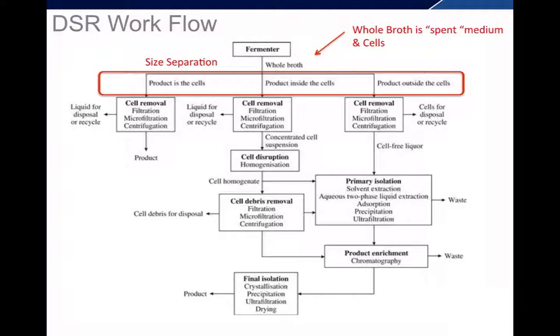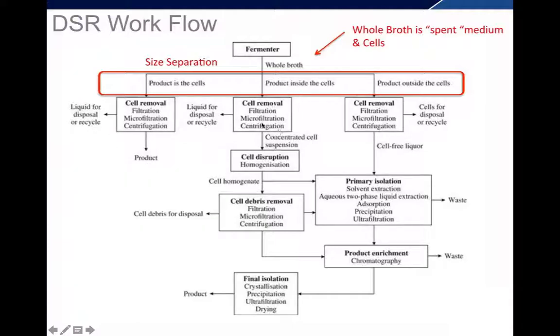For example, if your product is the cells, then you remove the broth and you keep the cells, and that is your product. If the product is inside the cells, which would be most proteins, you have one different path. Then if the product is outside the cells, another path, right? In either case, the primary cell removal is basically a size separation, and primarily is a result of filtration, microfiltration, or centrifugation. Obviously, if you filter or centrifuge and your cells are the product, you get rid of the broth and you keep the product.